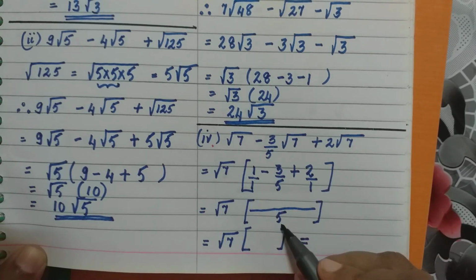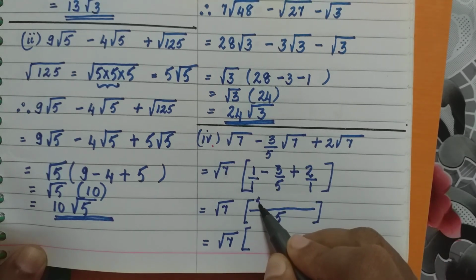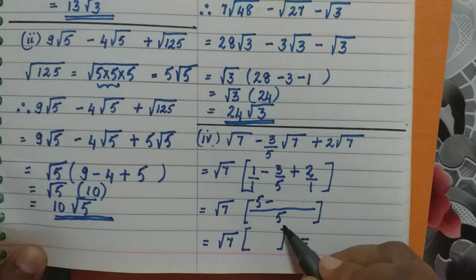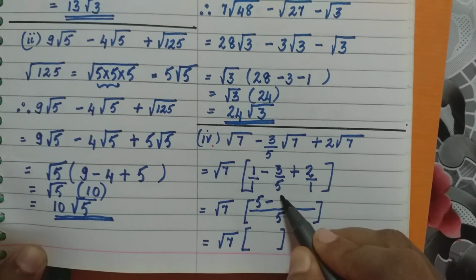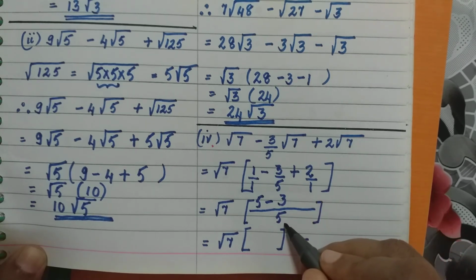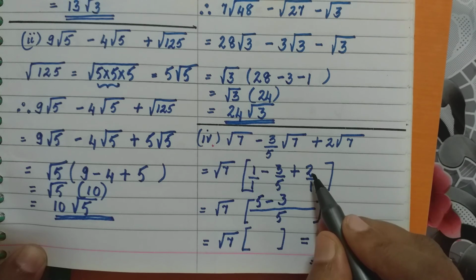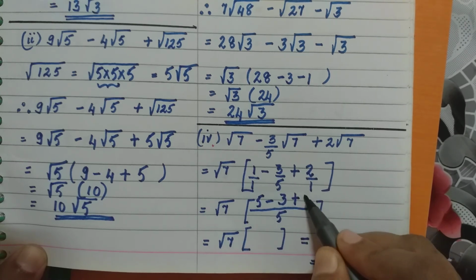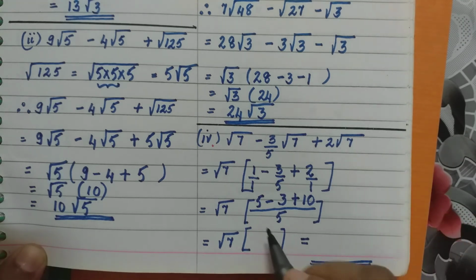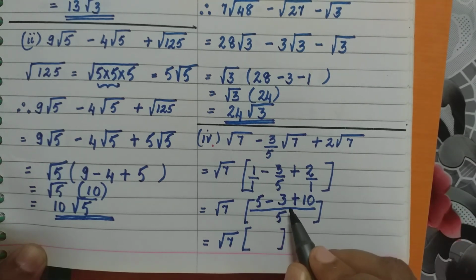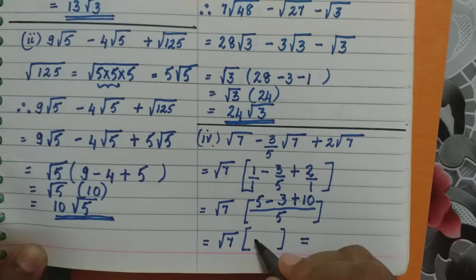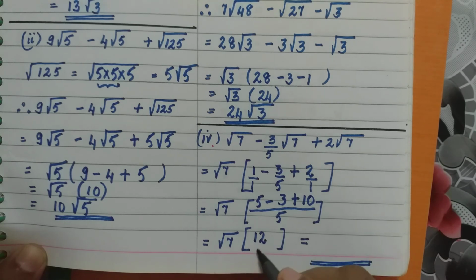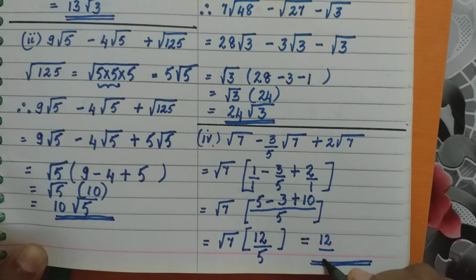Now, 1 goes in 5 times. 5 into 1, 5, minus 5 goes in 5 one time. 1 into 3 is 3. 1 goes in 5 times. 5 into 2 is 10, but here there is plus sign. So, plus 10. So, what happens now? I have 5 minus 3, that is 2. 2 plus 10, that is 12. So, what do I have here? 12 upon 5. That means square root 7 into 12 upon 5. That means I can write this as 12 upon 5 square root 7.